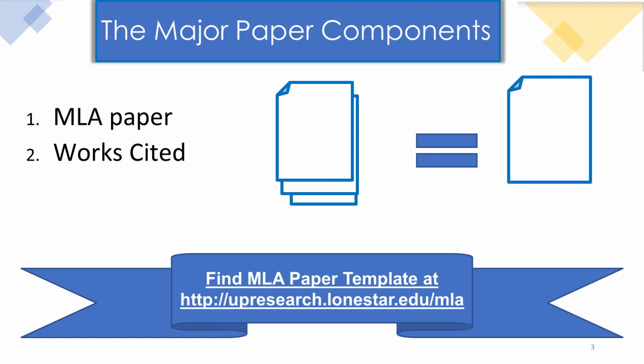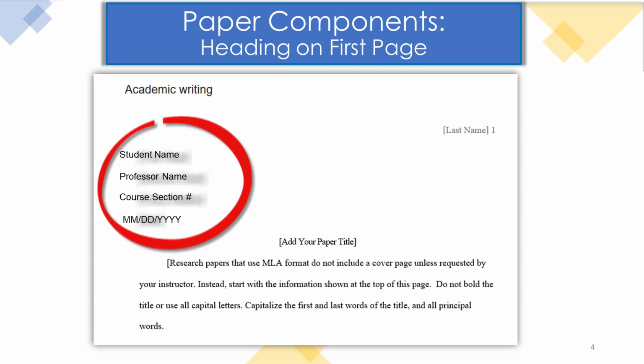The MLA paper and the works cited page are the two major components of the paper itself. There is no cover page. Rather, with MLA, you'll find on the first page of your MLA paper an area called the heading, which will be where you will place your name, your professor's name, your course, and your date. And then on the last page of your paper, you will be titling it the works cited page, and it will only contain a list of all the information sources that you've used to write about your topic.